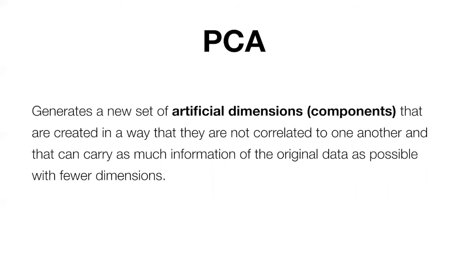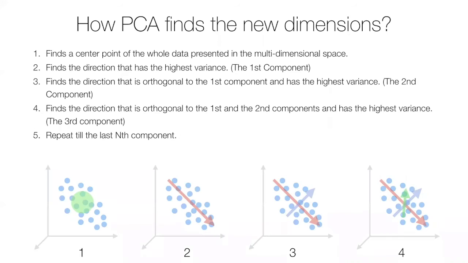Okay, so PCA will generate a new set of artificial dimensions. We call these components, and they are created in a way that they're not correlated to one another, and can carry as much information of the original data as possible with fewer dimensions.